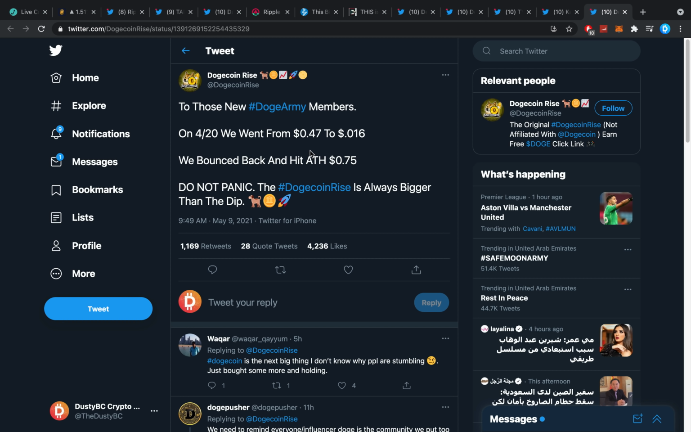And then another one, I think, here, Dogecoin Rise posted, to those new Doge Army members, on this date, we went from 0.47 to 0.016. I'm not sure if the zero is supposed to be there because I didn't see Doge go to 1 cent. We bounced back and hit all-time high at 0.75. Do not panic. The Dogecoin rise is always bigger than the dip.